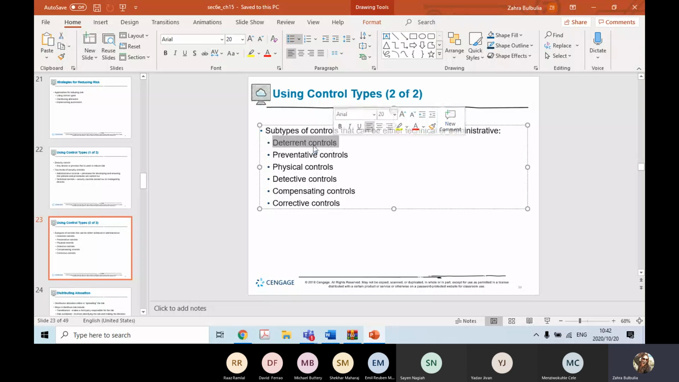Deterrent controls, of course, deter a risk from occurring. Preventative prevents it from occurring altogether. Physical controls, how do we physically control the risk of unauthorized people perhaps getting into a building? Detective controls, how can we detect risks and hopefully be in time to prevent them? Compensating controls, how do we compensate our clients if their information is stolen and their credit cards are used? That would be how would our plan for compensating. And corrective controls, how can we then recover from this risk?